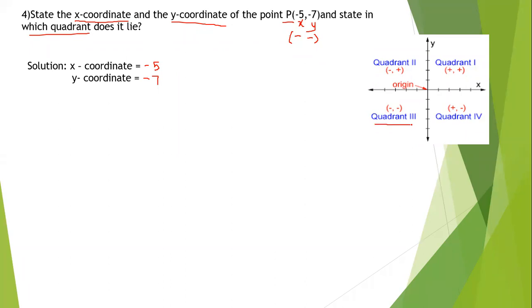Okay. So in the next line we will write point P lies in third quadrant. So you have to write the spelling of third. Third quadrant.